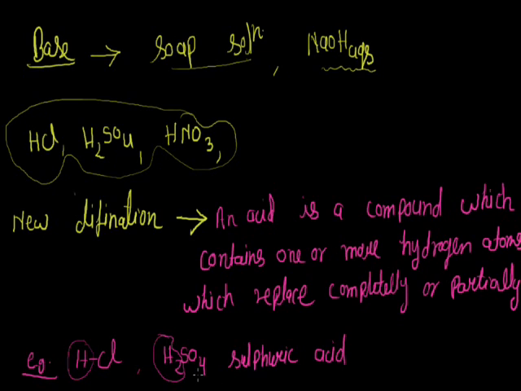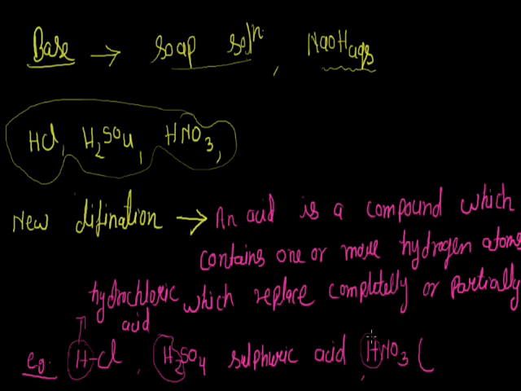So whenever H2SO4 reacts with metals, it may be possible that only one hydrogen is replaced, that is called partial replacement, and it may be possible that both hydrogen atoms are replaced, that is called complete replacement. HCl contains only one hydrogen atom, its name is hydrochloric acid. Now another example, HNO3, nitric acid, contains only one replaceable hydrogen atom.